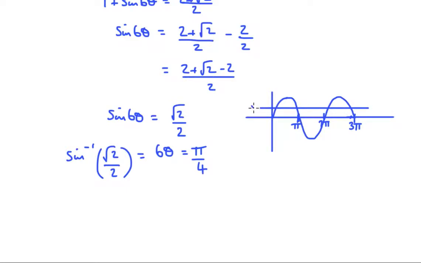So here's our root 2 over 2. First one we've already found, that's pi over 4. This next one is going to be pi minus pi over 4. So that's going to be 3 pi over 4. Next one is going to be 2 pi plus pi over 4, which is 9 pi over 4. And the next one's going to be 3 pi minus pi over 4. Which is 11 pi over 4.